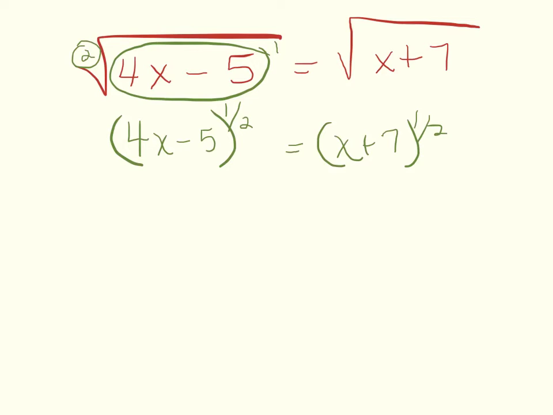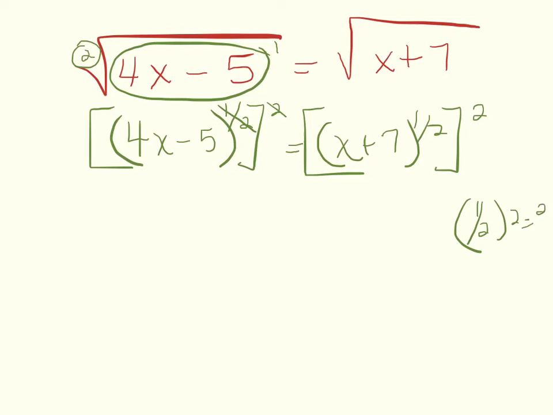Now, in order to get rid of that 1/2, because in order to be able to solve for x, I'm going to have to raise this to the second power. And whatever I do to one side, I do to the other. And 1/2 to the second power is 1, because 1/2 times 2 equals 2/2. Same thing happens to the other side.